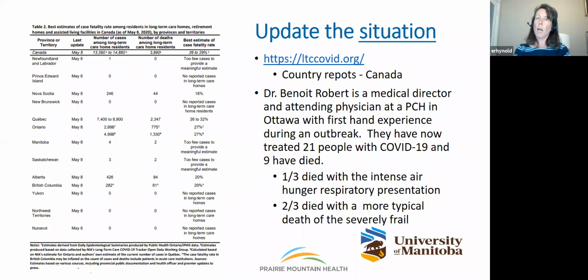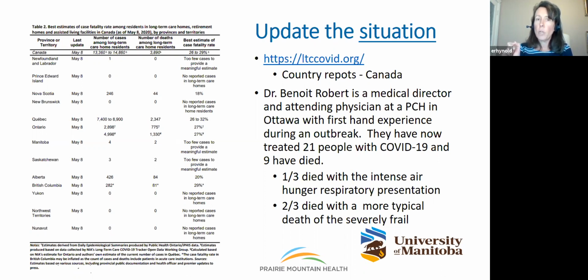So just to focus on the Canadian situation, and this is specific to COVID-19, there is a website called LTC COVID.org, which has different country reports, and they have a Canada country report. This report was compiled by the National Institute for Aging out of Ryerson University. They've put together case fatality rates across Canada for long-term care residents who have tested positive for COVID-19. These numbers are not perfect.